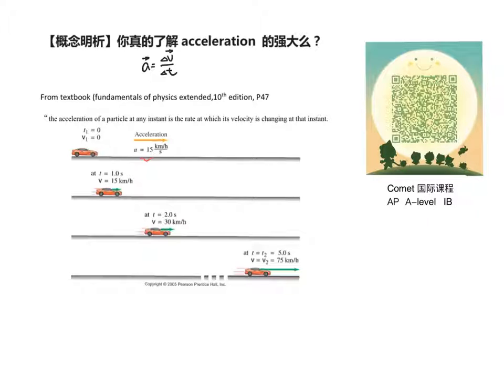For example, the car has 15 km per hour per second. Based on that, we can say after 1 second, the speed is 15 km per hour, and it's easy to tell after 2 seconds, after 5 seconds. But what else? Actually, the first, it tells you the direction of the velocity in every second.